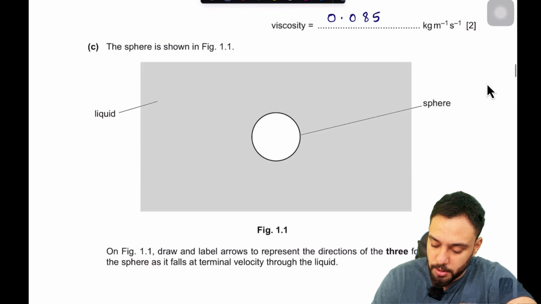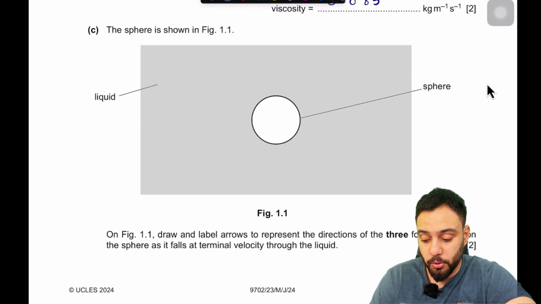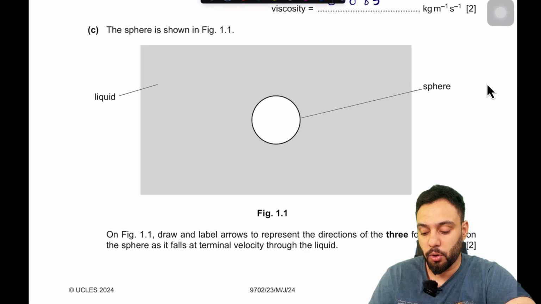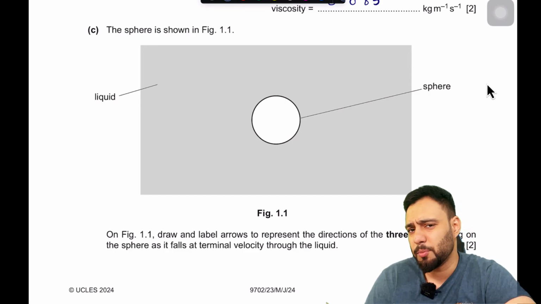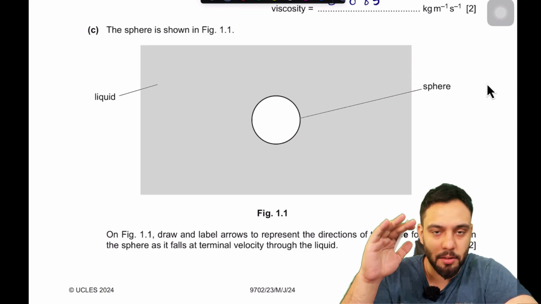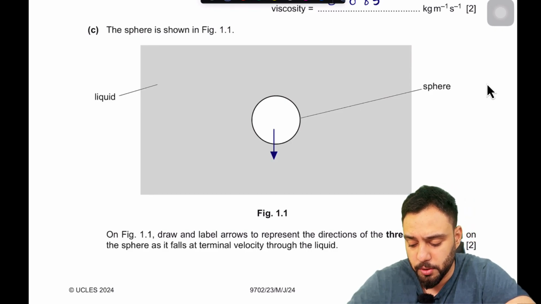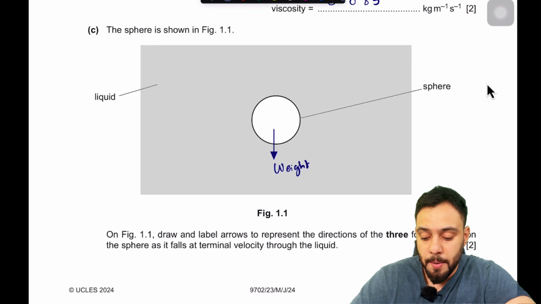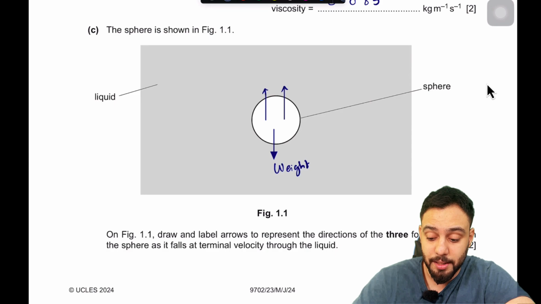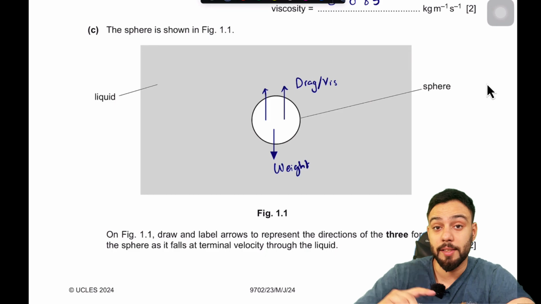Okay, moving on to the next part. The sphere is shown in figure 1.1. On figure 1.1, draw and label arrows to represent the direction of the 3 forces acting on the sphere as it falls at the terminal velocity through the liquid. Since it's moving at terminal velocity, the forces are balanced. Whenever something is falling in a liquid at terminal velocity, the weight is always acting downwards. There are 2 forces acting upwards because the terminal velocity is in the downward direction. That means the drag, or the viscous drag, is in the opposite direction. It's always against the motion.